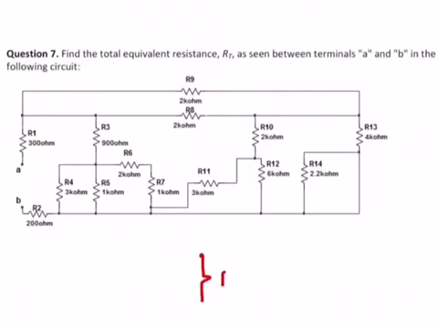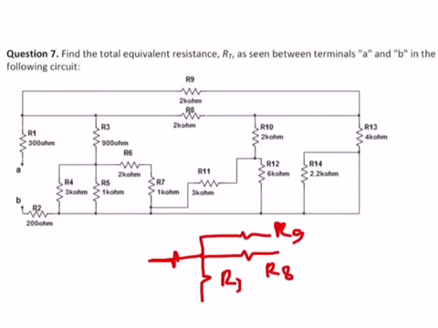This is R3, and I will eliminate this extra piece of wire. This is R1, this is R9, and this one here is R8.